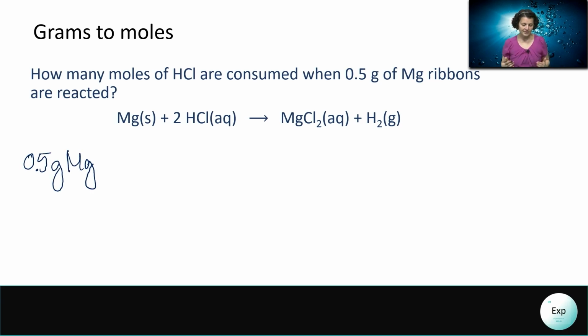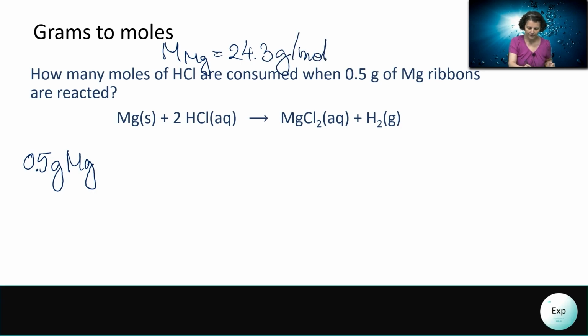And in the first step, we will need to get to moles of magnesium. That means we need to look up the molar mass of magnesium. And the molar mass of magnesium is 24.3 grams per mole. That means that every 1 mole of magnesium weighs 24.3 grams.